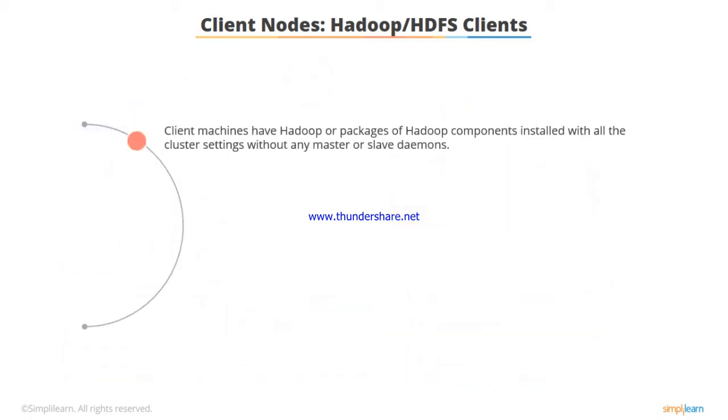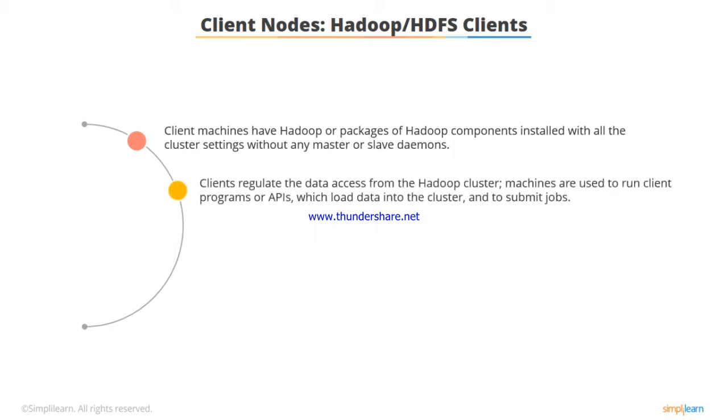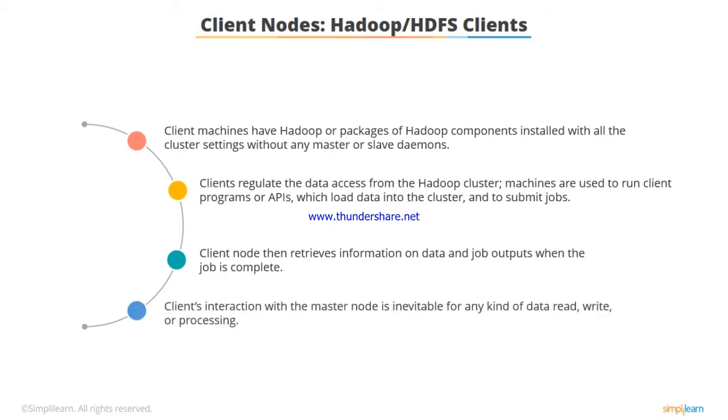Client machines, or client nodes, have Hadoop or packages of Hadoop components installed with all the cluster settings, without any master or slave daemons. The role of Hadoop clients is to regulate the data access from the Hadoop cluster. These machines are used to run client programs or APIs, which load data into the cluster and to submit jobs. The client node then retrieves information on data and job outputs when the job is complete. The client's interaction with the master node is inevitable for any kind of data read, write, or processing.